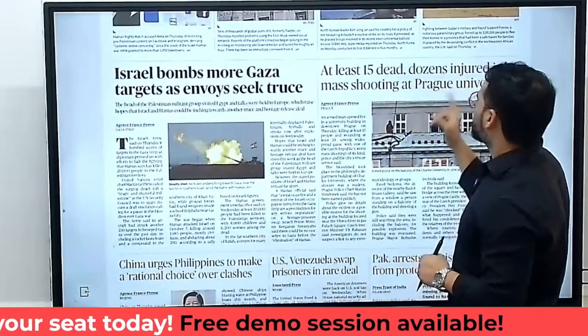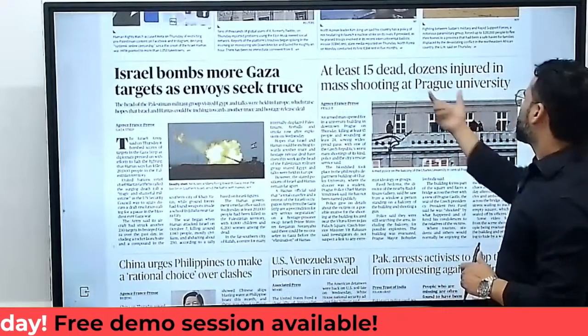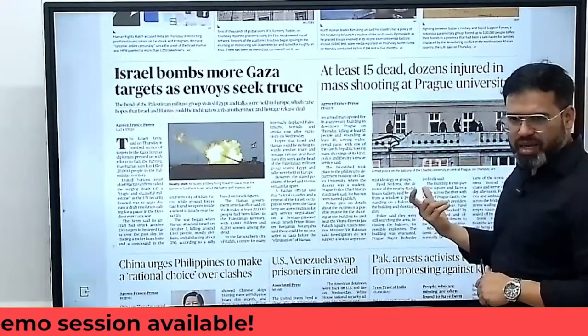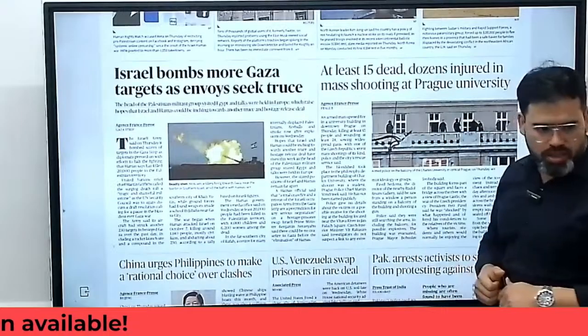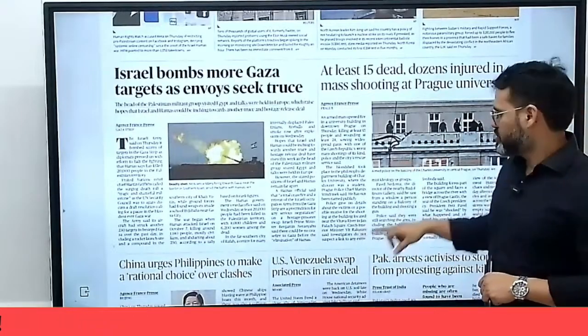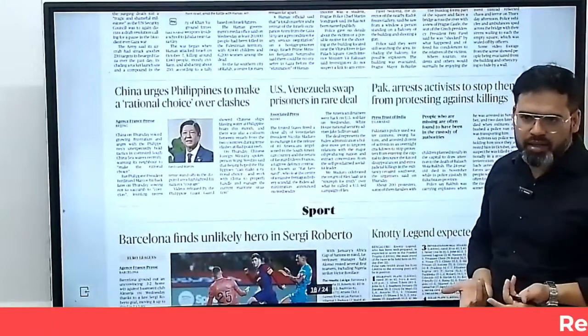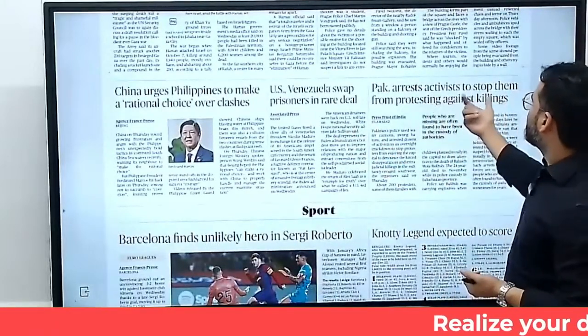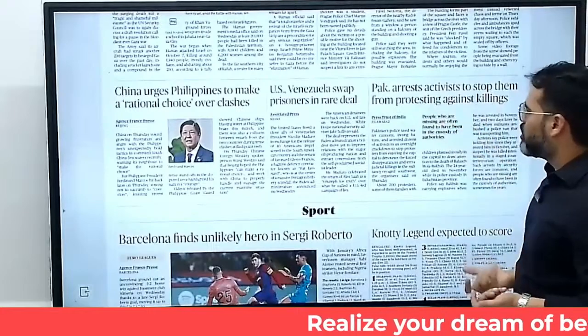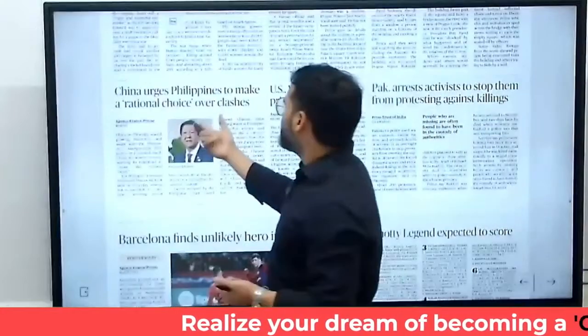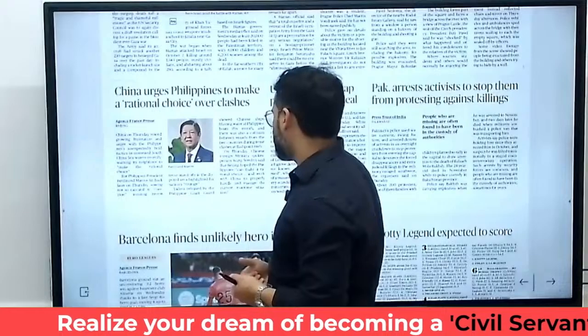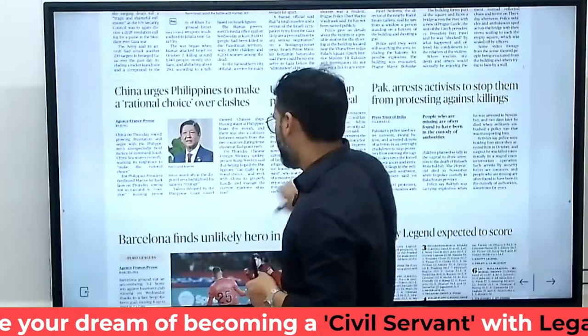At least 15 dozens injured in this mass shooting of Prague. So where is this country? Location, any important river is passing through this country, its border. US Manila swept again after it is important time. Park arrest activists to stop them from protesting against Philippines. Not important for us. China urges Philippines to make a rational choice over classes. It is not important for us.